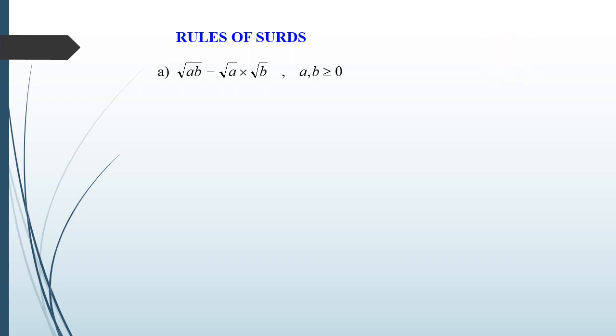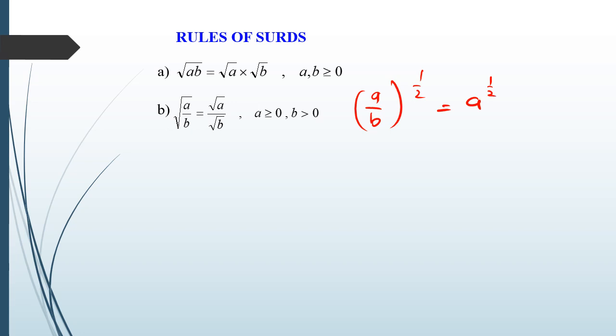Okay, so the second rule is square root of a over b equals square root of a divided by square root of b, or surd. We can use the term surd. This is actually the same as a over b all to the power of 1 over 2. So we can separate it into a to the power of 1 over 2 divided by b to the power of 1 over 2.